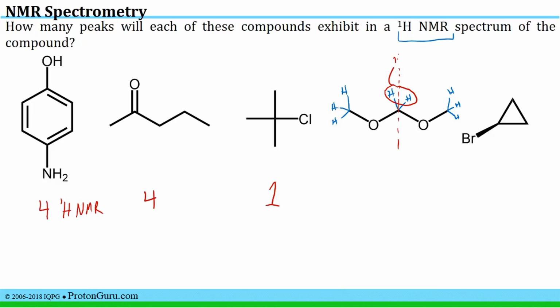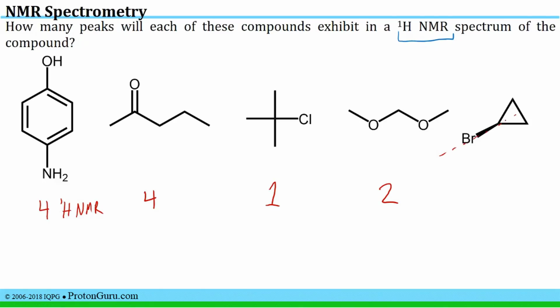That's going to give us 1 signal. And then the CH3s at each end are related by that symmetry, and therefore they will produce all one signal. So we get 2 signals total for that molecule. This final case is more tricky.